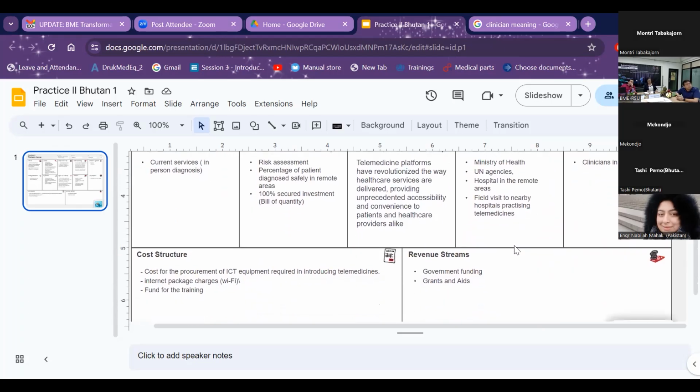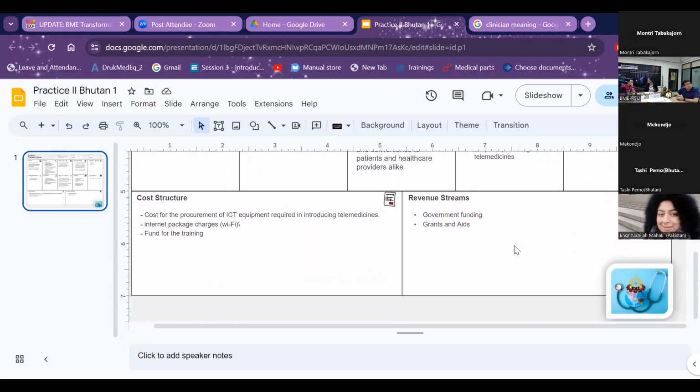And for the cost structure, there would be cost for the procurement of ICT equipment required in introducing telemedicine, for example, laptops, mobile phones, Wi-Fi and internet package charges. There would also be a fund for training for users and clinicians, and revenue streams would be government funding, grants and aids.